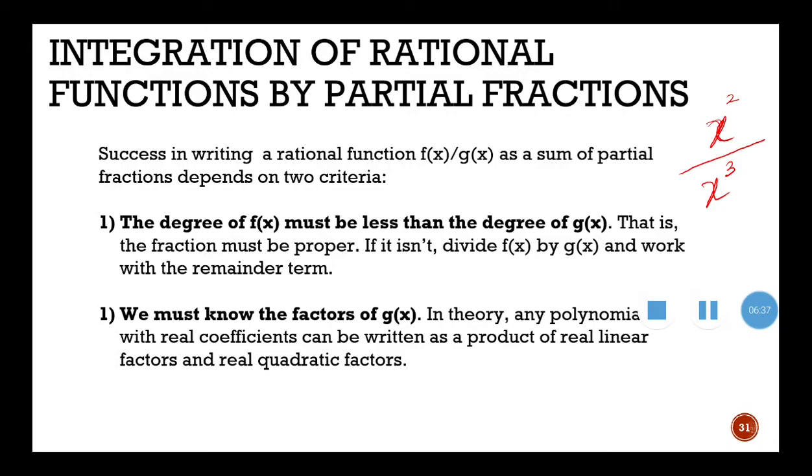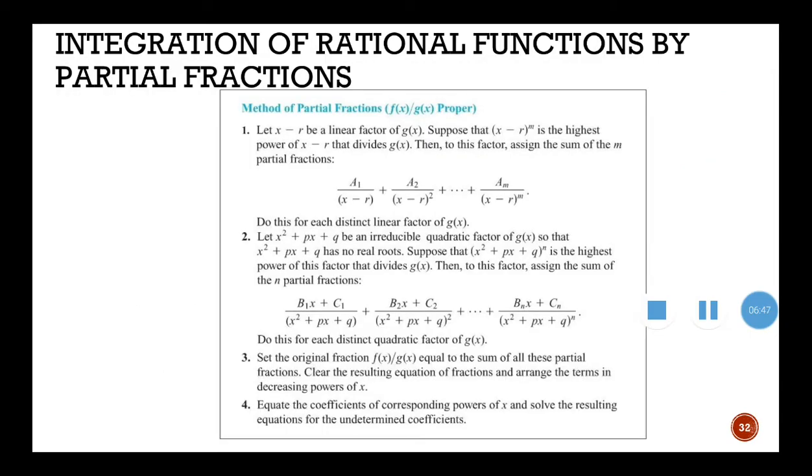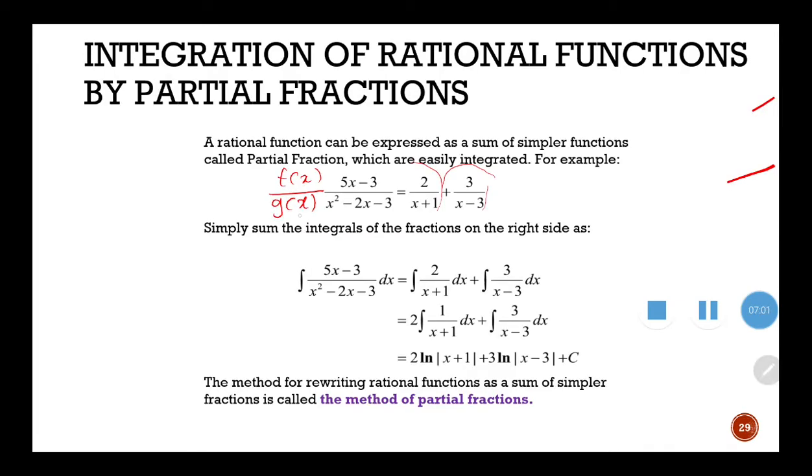So rule number 2, to know the factors of g(x). Which I think will be more clear when we do the examples. Okay, so f(x) and g(x). Look at the power of x. So the power of f(x) is less than g(x). So it takes the second row.